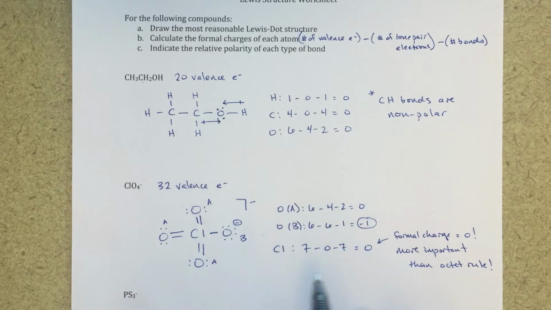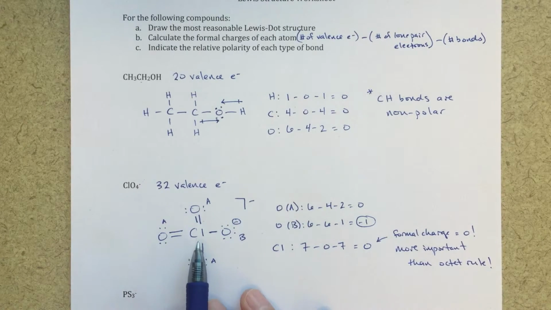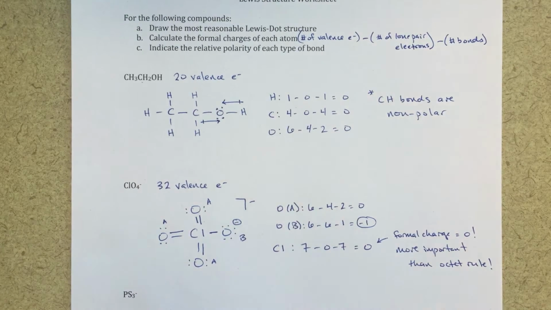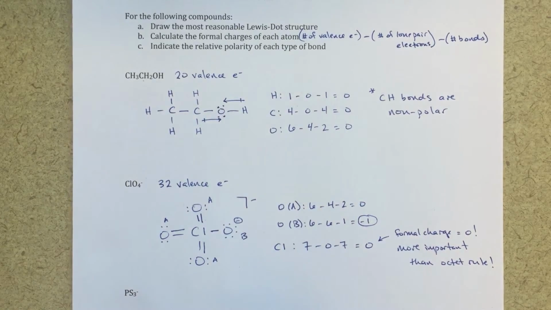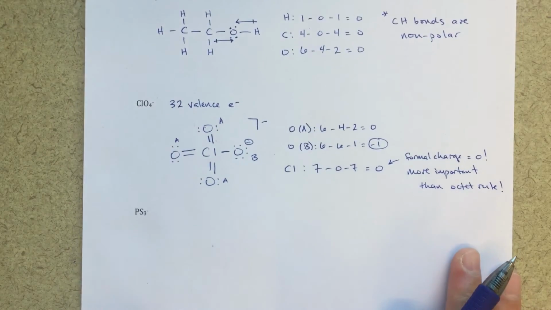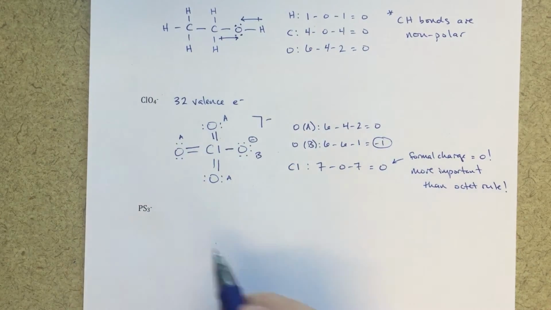So in this scenario, when we're nervous about breaking the octet rule, calculate the formal charge. If the formal charge equals 0, we're minimizing our formal charges. That's going to be the better way to draw these structures. Okay, let's do one more.